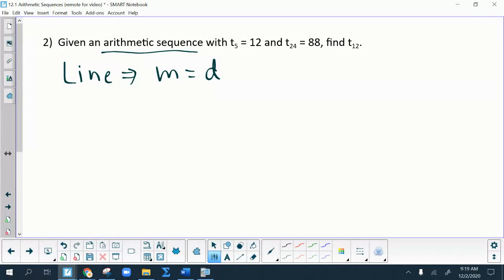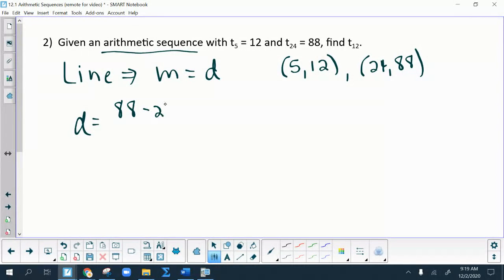So I'm just going to find the slope between these 2 points, and I'm going to think about this as, if it's the fifth term, that means x or t is 5, and then the output y is 12. So I have a point that's (5, 12) and another point that's (24, 88). So I'm going to use those 2 points to find the common difference, which again is the slope. So I'm going to do 88 minus 12 over 24 minus 5. That gives me 76 over 19, which equals 4.